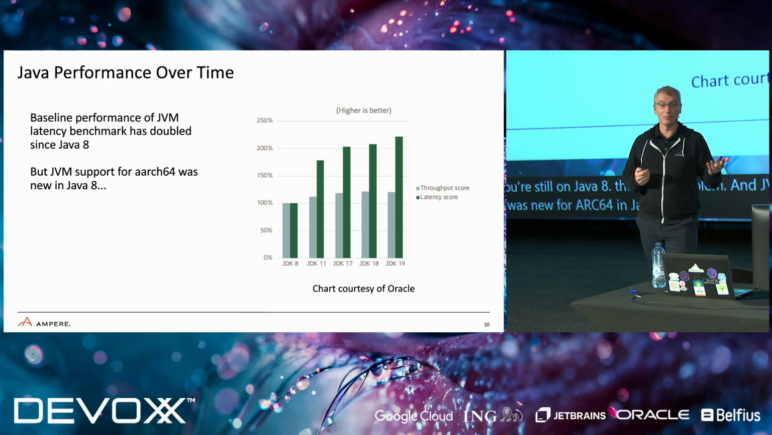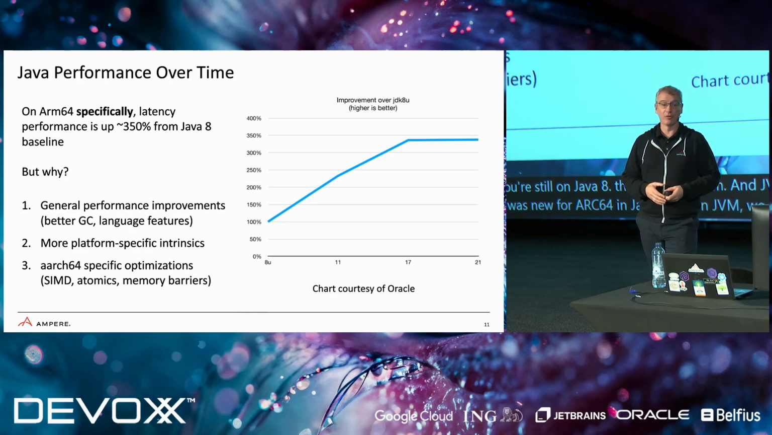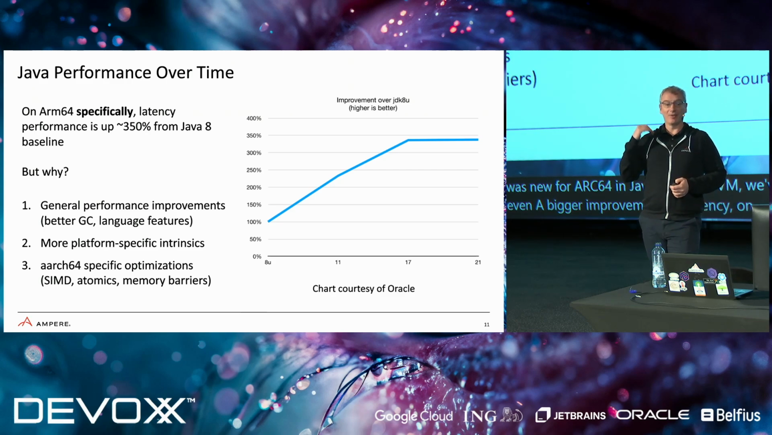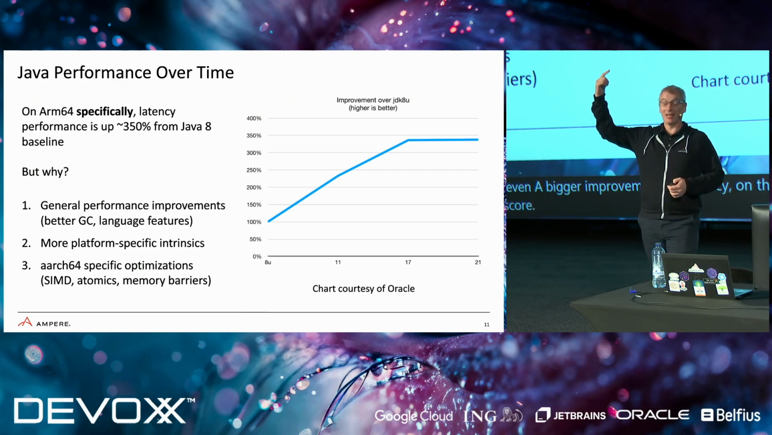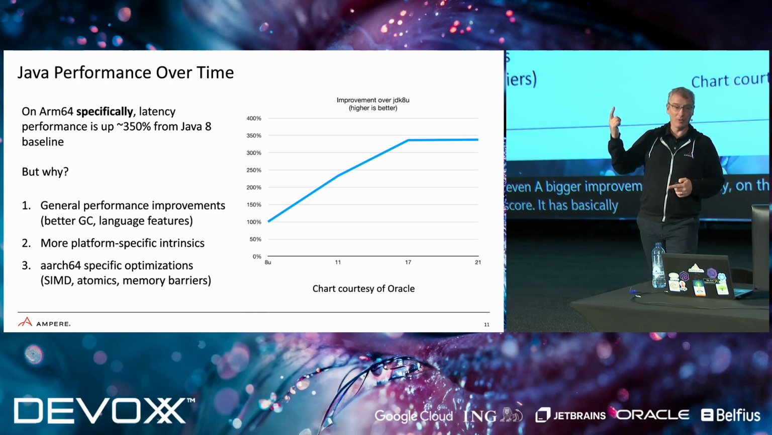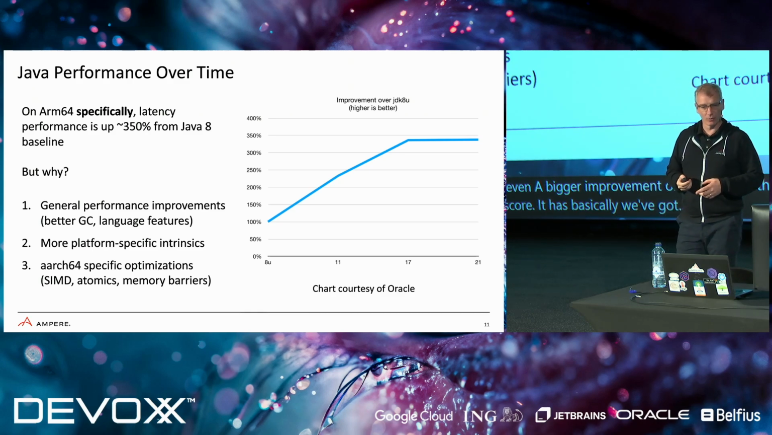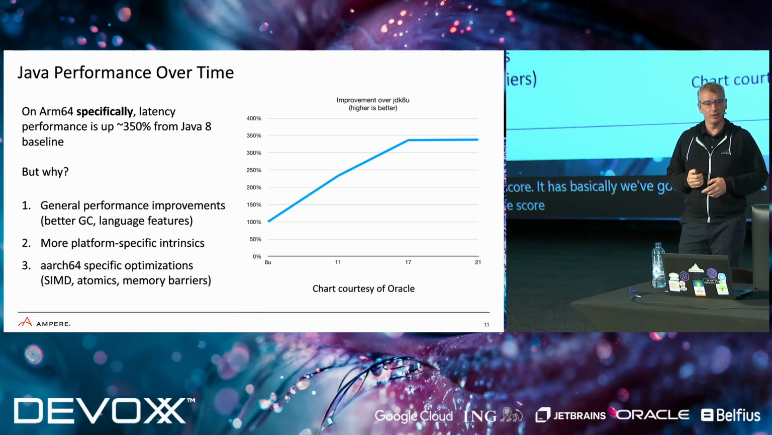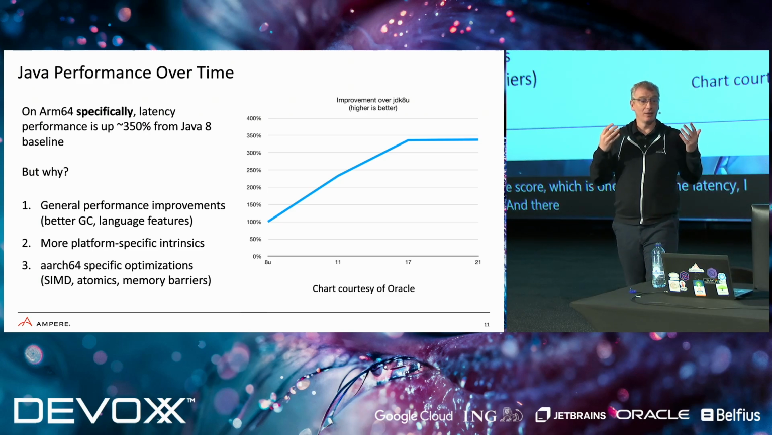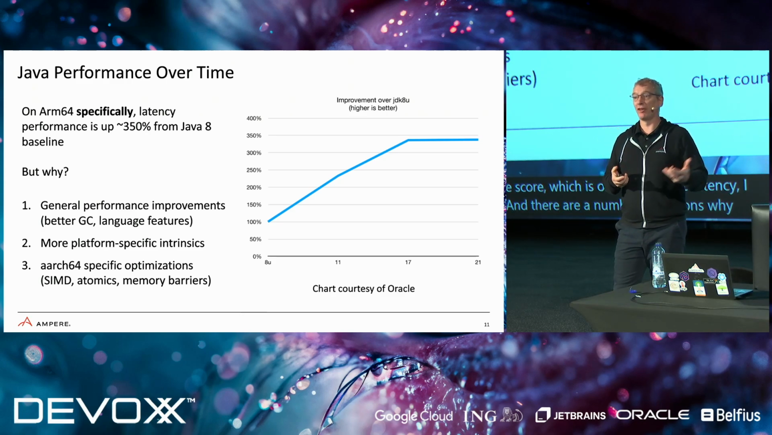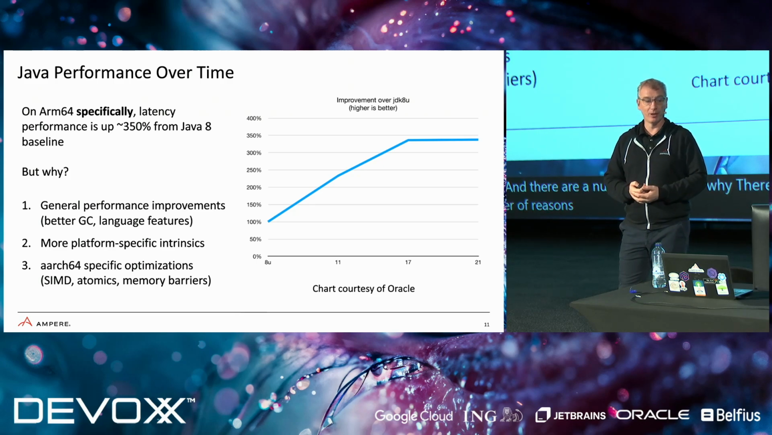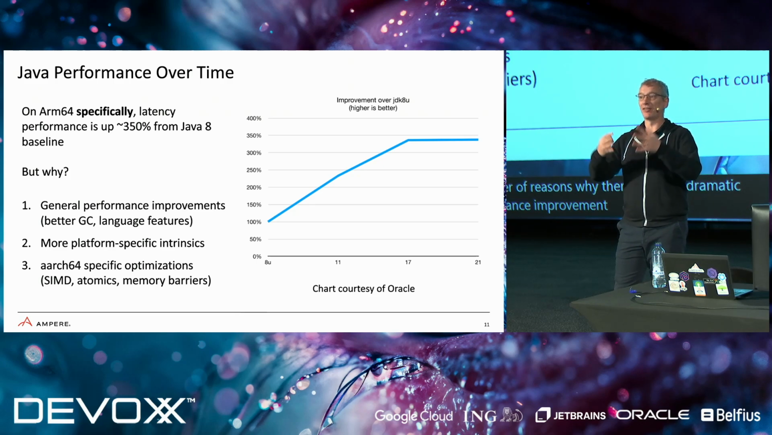So on ARM64, we've seen an even bigger improvement on the latency score. We've got triple, so it's 300% the score, which is 1/3 of the latency, I believe. And there are a number of reasons why there's such a dramatic performance improvement on ARM64, and we're going to break that down into 3 families.